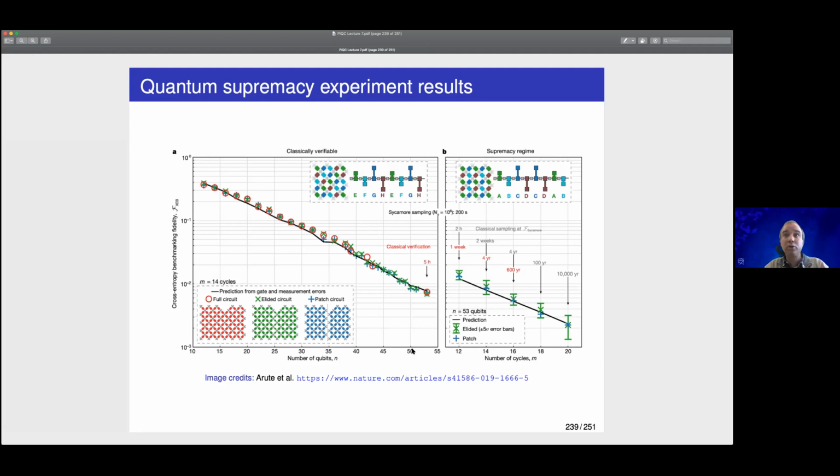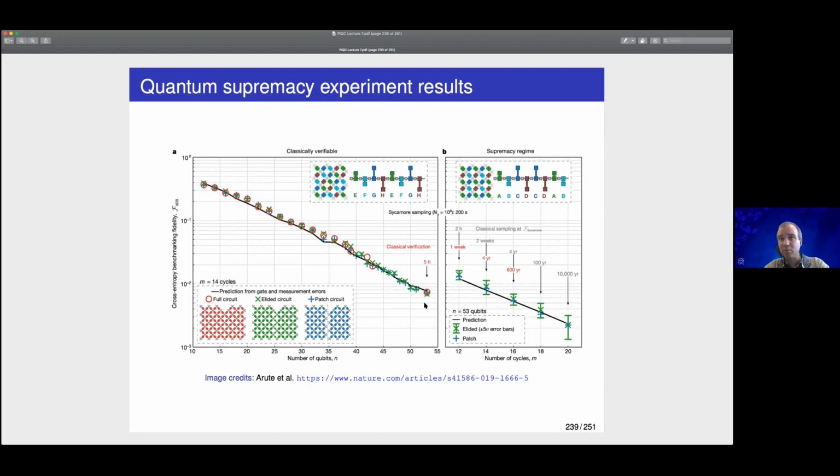And that you could not do with a classical algorithm. And this is exactly what the researchers at Google did. And you see here that this cross entropy is going down with the number of qubits and also with the number of cycles, which is the number of layers that you have of different gates, 1 qubit gates and 2 qubit gates.